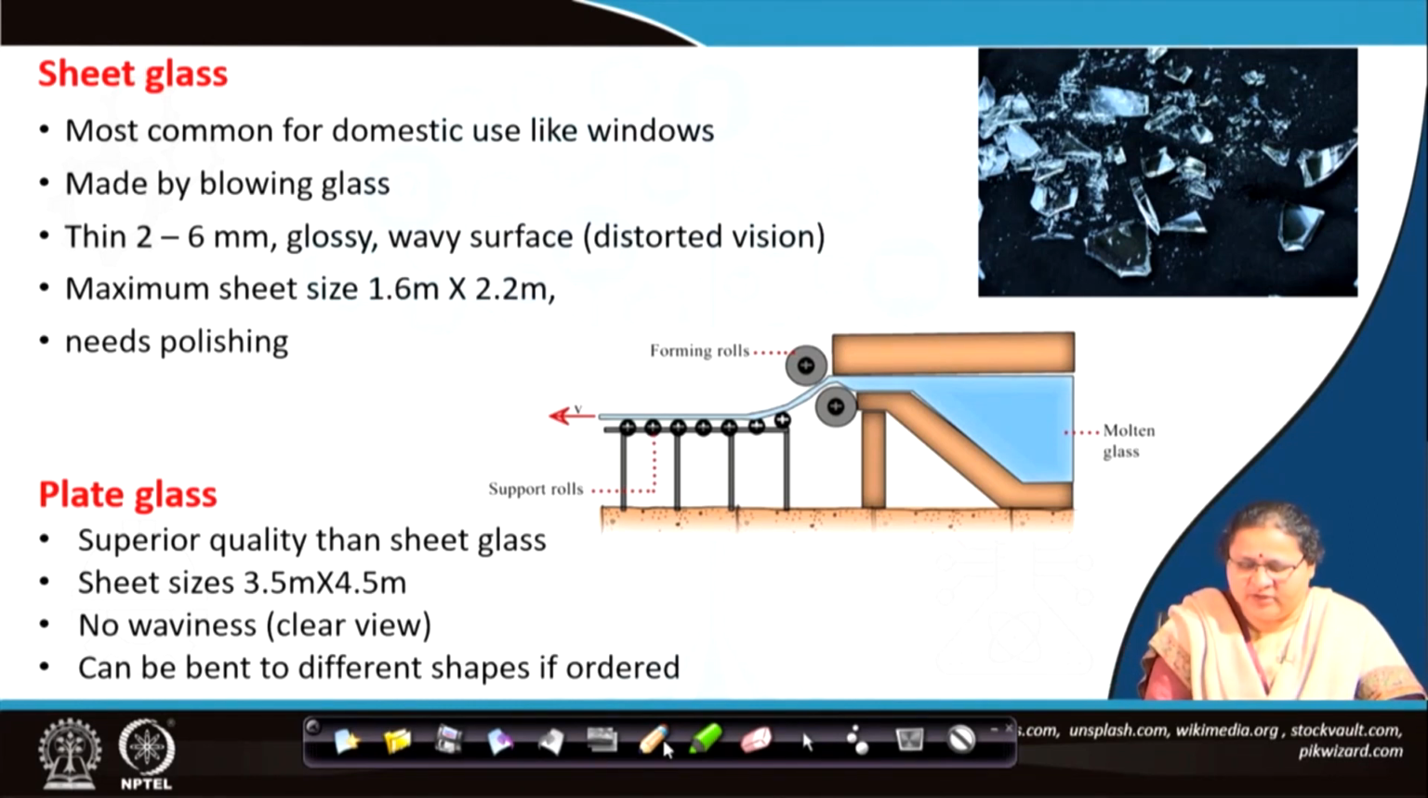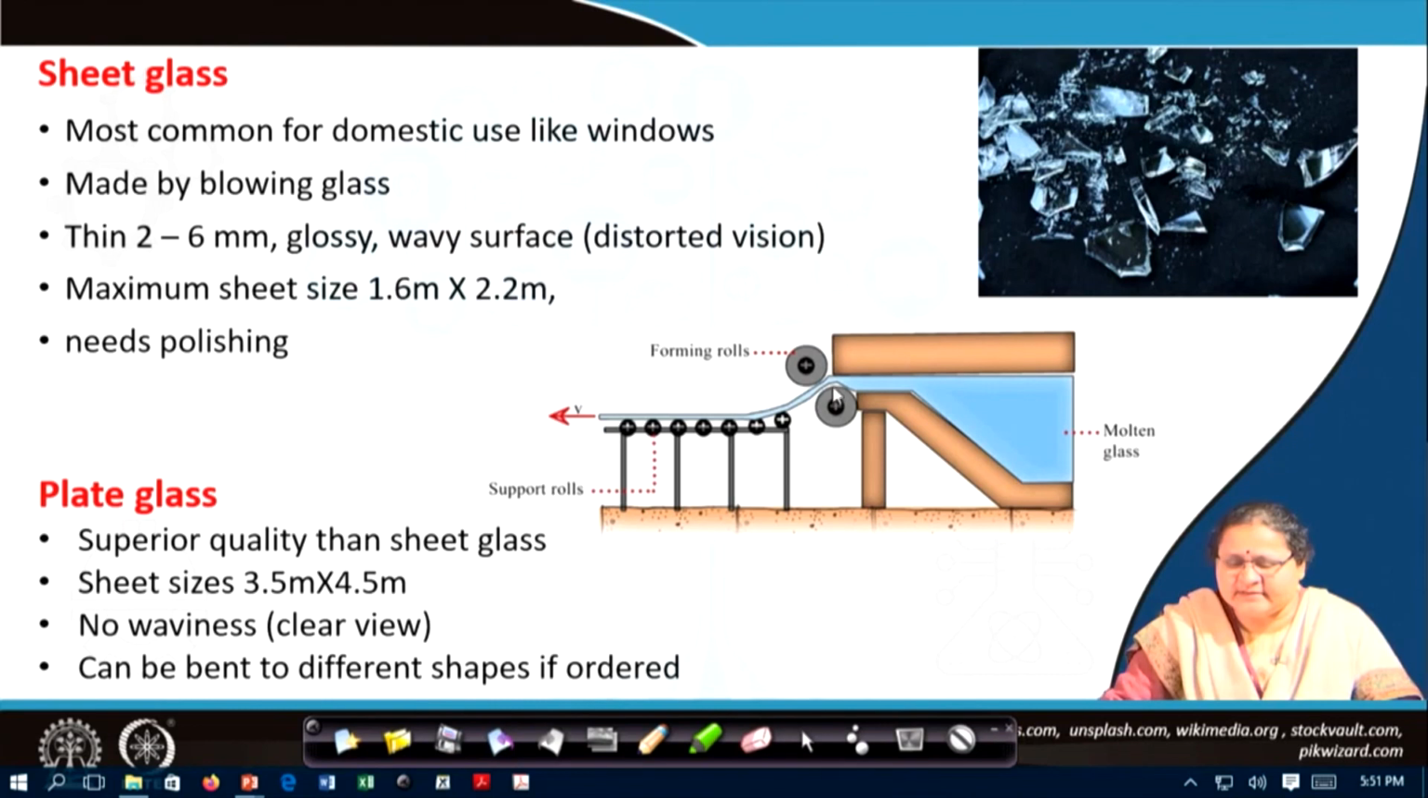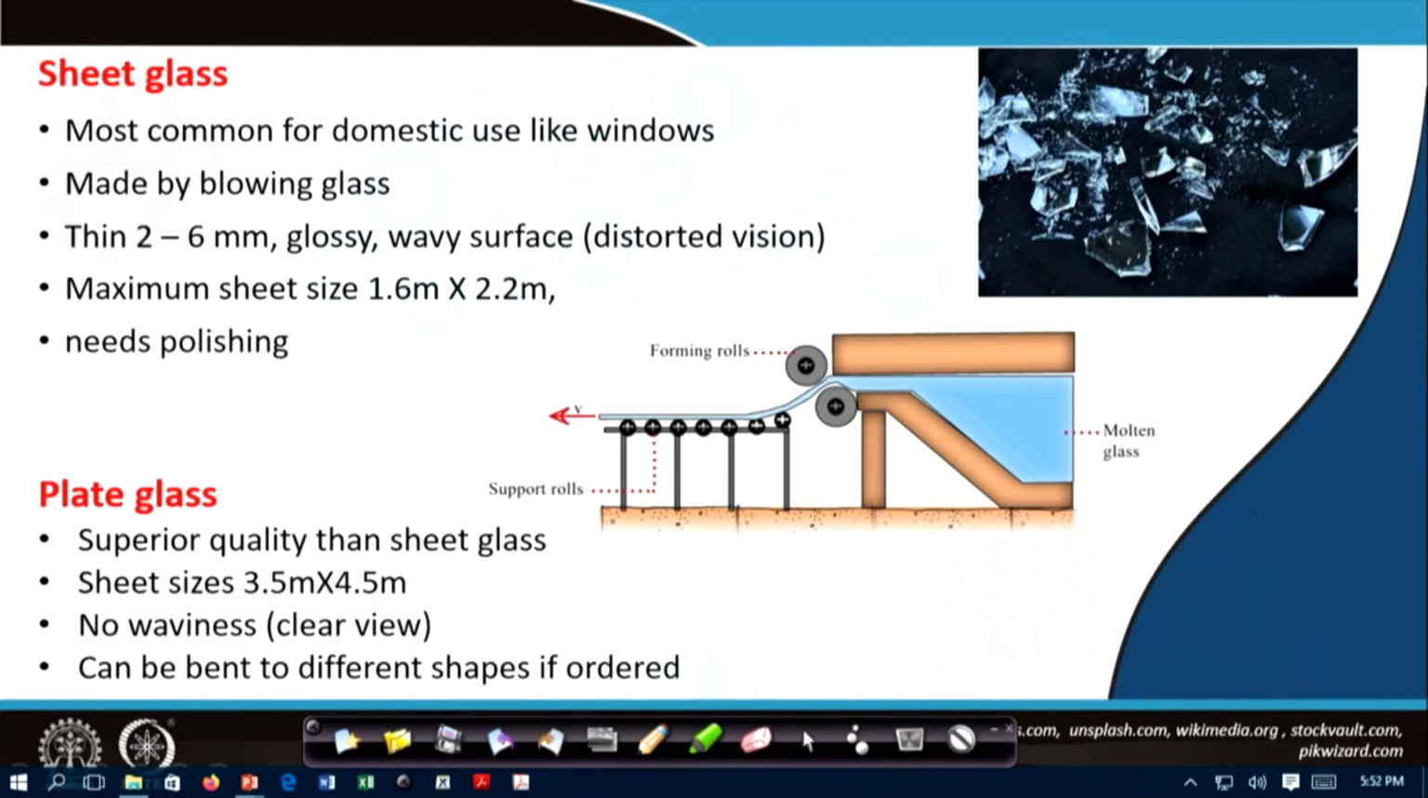So, this is how the rolling operation takes place. You can see the forming rolls on these two sides. This gap actually controls the thickness. These two are the forming rolls which help the sheet to form. And here there are multiple support rollers, which allow the glass sheet to move, and gradually when it is moving, it is getting cooled.